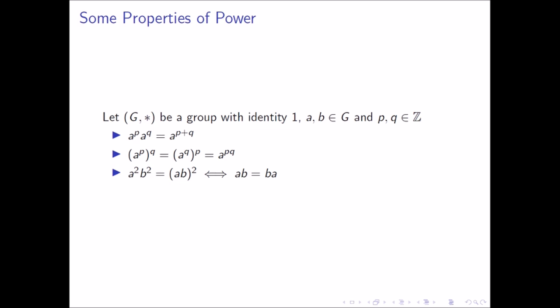Next, A power P to the power Q is equal to A power Q to the power P, which is equal to A power PQ. PQ is also an integer. This can also be proven with induction and some manipulation of the axioms. Try. And the last one, it's easy. A square B square is equal to AB whole square implies A and B commute. So does this mean that just for two elements, if A square B square is equal to AB square, the group is abelian? Not at all. It just says that A and B commute. For an abelian group, all elements should commute.